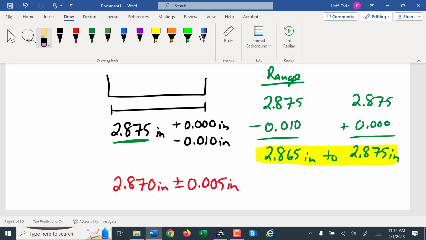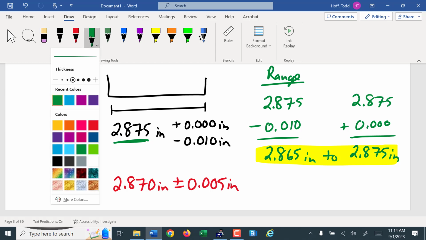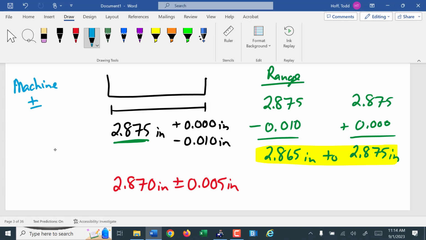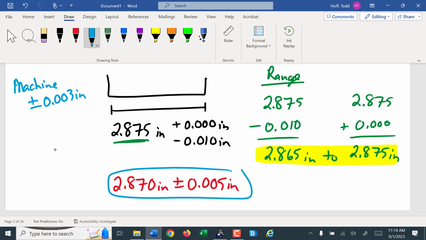So the difference would be, let's say you have a machine that you're going to be producing this with, if you're repairing or replacing a piece, and your machine is capable of being plus or minus 0.003 of an inch. Well, if it's listed like this, you're just going to set the machine to 2.870 inches, knowing that the plus or minus 0.003 is going to put you within that range, right? You're shooting towards the middle.